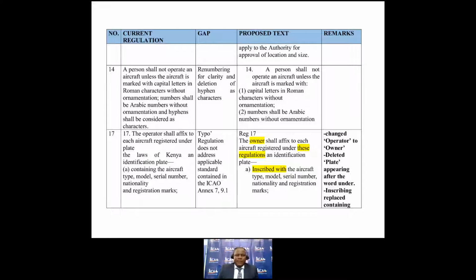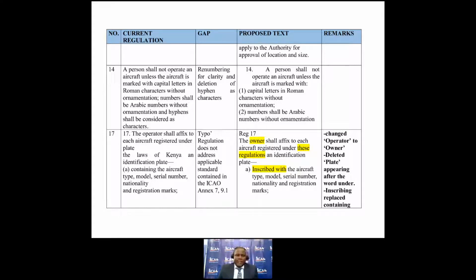Regulation 14, this was renumbering for clarity and deletion of hyphen as characters. And it reads, a person shall not operate an aircraft unless the aircraft is marked with: 1. Capital letters in Roman characters without ornamentation. 2. Numbers shall be Arabic numbers without ornamentation.